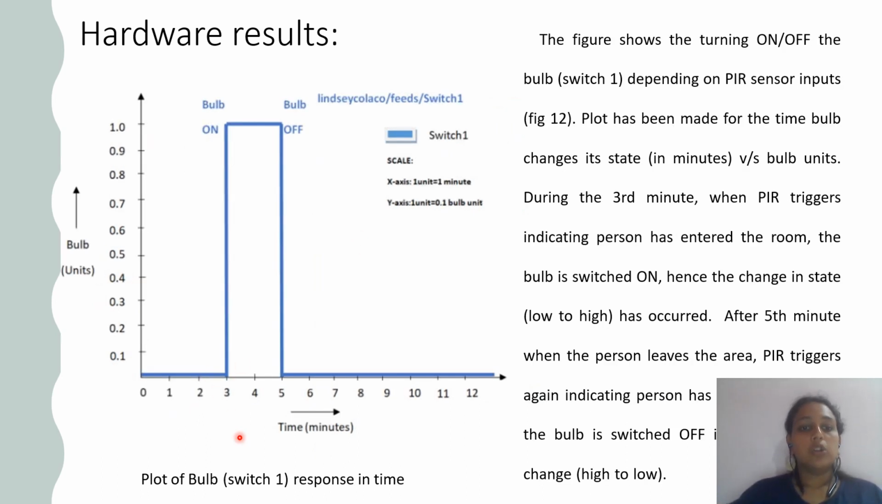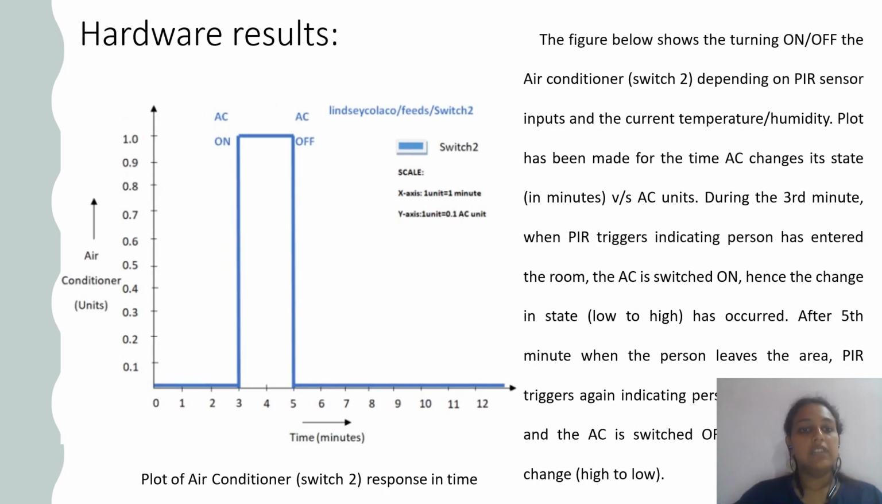Similarly, we have the plot of bulb response in time. At the 3rd minute, when the person is entering, the bulb is turned on and it remains on as long as the person is there in the room, that is from the 3rd to 5th minute. At the 5th minute, when the person is leaving, it has gone down, indicating the bulb is turned off. Similarly, for the plot of air conditioner response in time, it has turned on, remains on and goes off at the 5th minute.